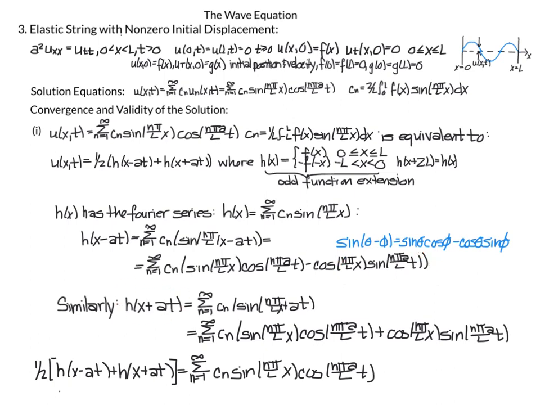Similarly, I can use the same trig identity in h of x plus at, and I get this expression here. Now when I add the two together and then divide by half, you will see I will get exactly what I have for u of x,t.